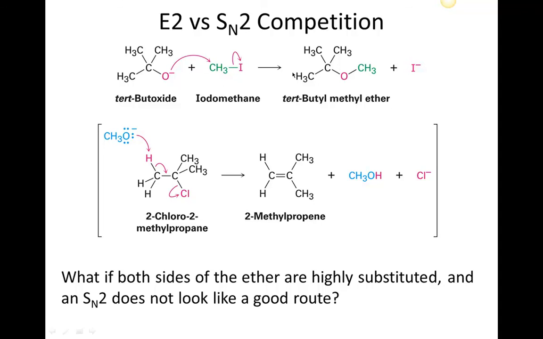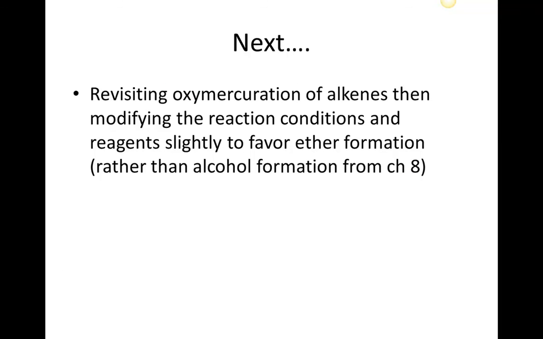Now that's all well and good as long as one side or the other isn't crowded and you can do an SN2 reaction. But what would happen if both sides of the ether that you're trying to make are crowded, and so they can't do an SN2 on either side? So we're going to talk next about reviewing a reaction that we've seen earlier to make alkenes into alcohols. That was called oxymercuration. And we're going to take that reaction and review it, and then we're going to look at how we might modify the reaction conditions a little bit in order to make ethers. And I'm going to stop these slides right here.